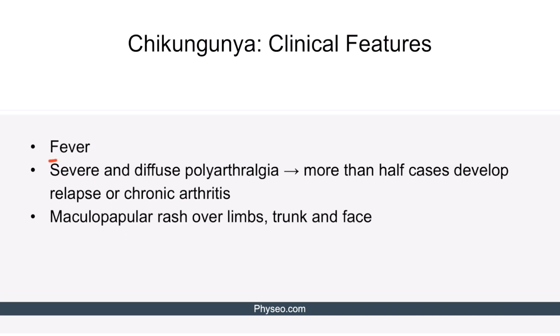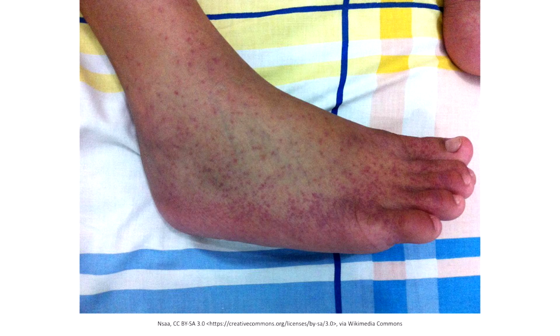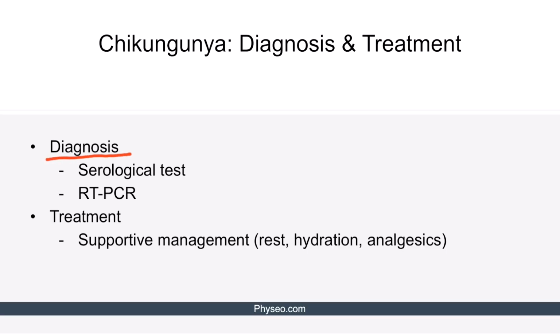Patients mostly present with fever and severe and diffuse polyarthralgia. More than half of the cases develop relapse or chronic arthritis that may persist for months. Some patients may develop a maculopapular rash over the limbs, trunk, and face. Here's an image showing maculopapular rash over the legs and foot in a patient with chikungunya. The diagnosis of chikungunya can be made by serological tests to detect antibodies and reverse transcription polymerase chain reaction to detect the viral RNA. The treatment of chikungunya is supportive with adequate rest, hydration, and analgesics.